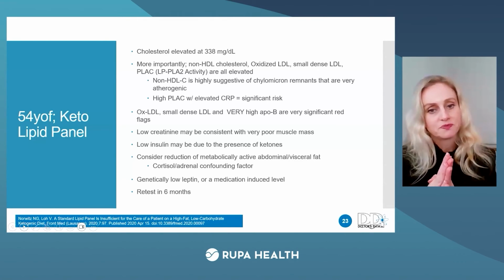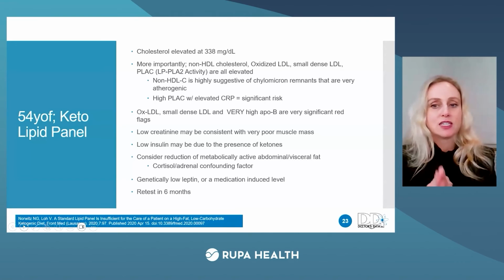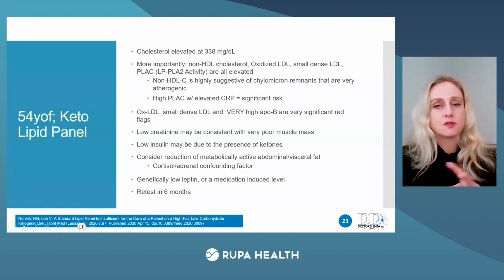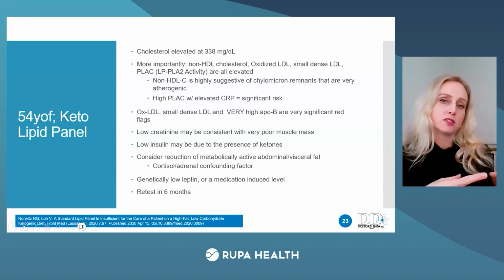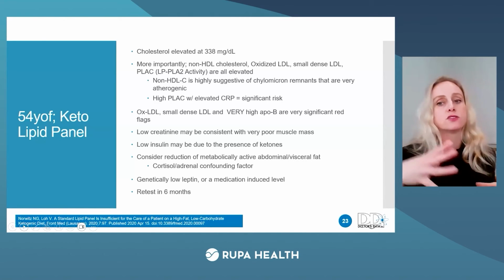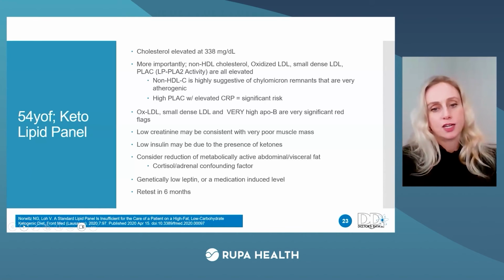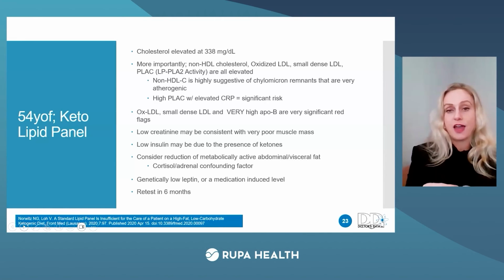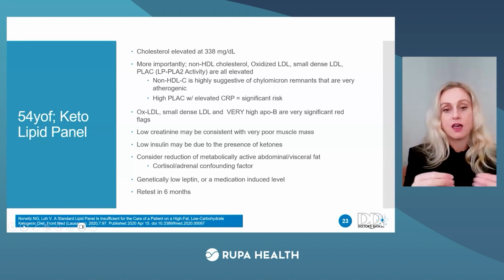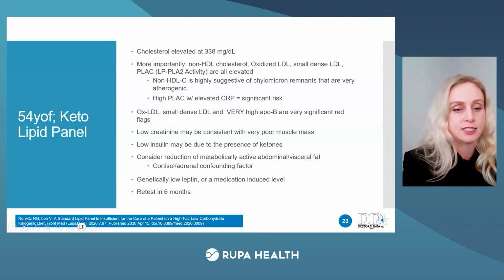Just of note, the lower creatinine may be consistent with poor muscle mass. Sometimes with patients on ketogenic or carnivore diets, these patients aren't starting with a lot of muscle mass, so that's another factor. We talked about the low insulin. So for this patient, we want to reduce that metabolically active visceral abdominal fat. Again, that's lifestyle, exercise, and retest in 6 months.